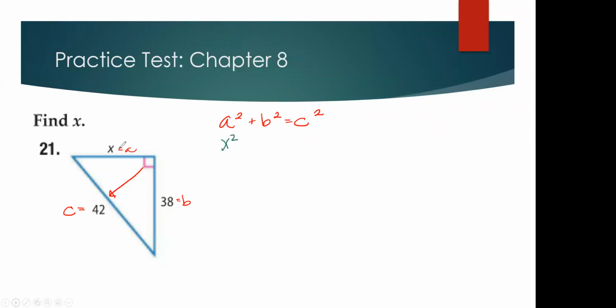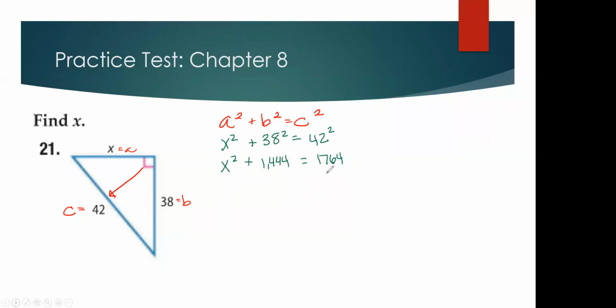x squared, because that's what we used for A, and then B is 38 squared, and C is 42. And we're squaring that. Okay, so we have x squared, and then 38 squared is 1,444, and 42 squared is 1,764. So then we're going to, oh, sorry, I put an equal sign here. That should be a plus sign.